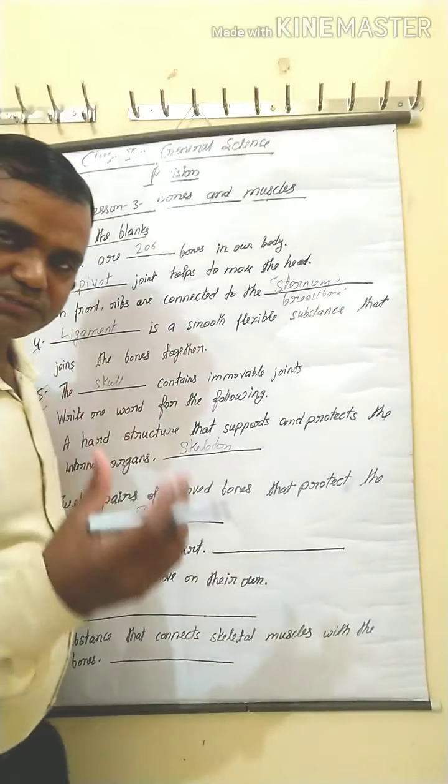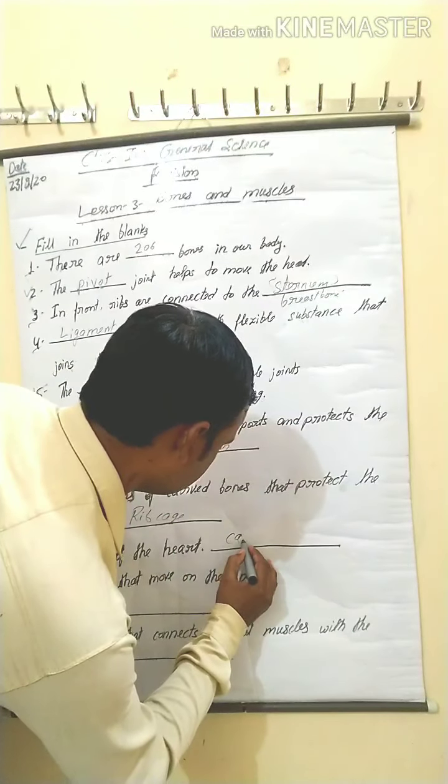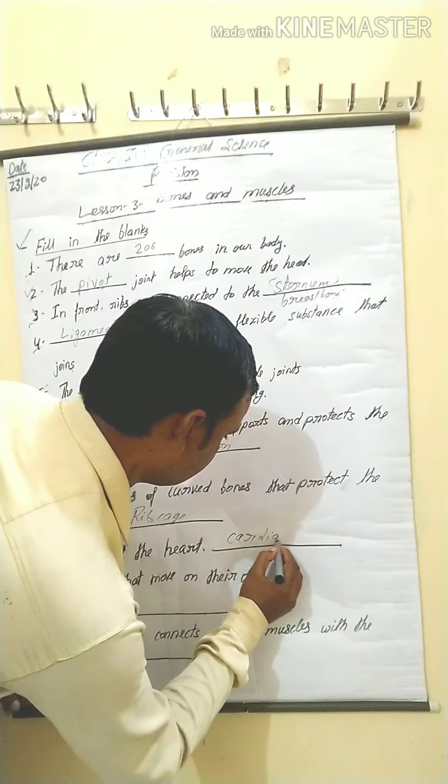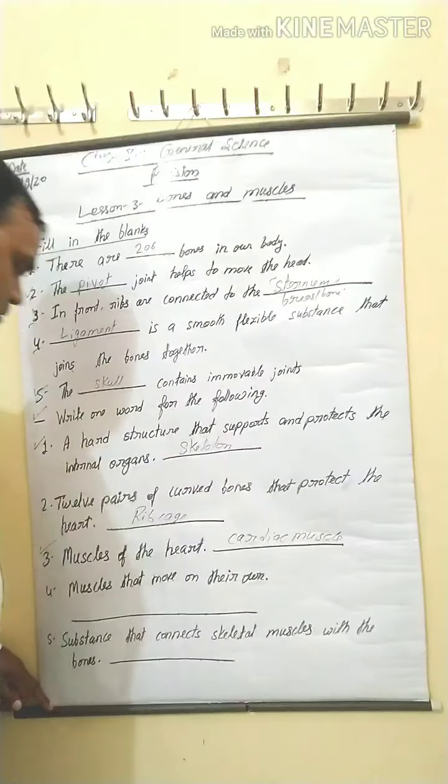Next, muscles of the heart. Which type of muscles is found in the heart? Cardiac muscle. Okay.